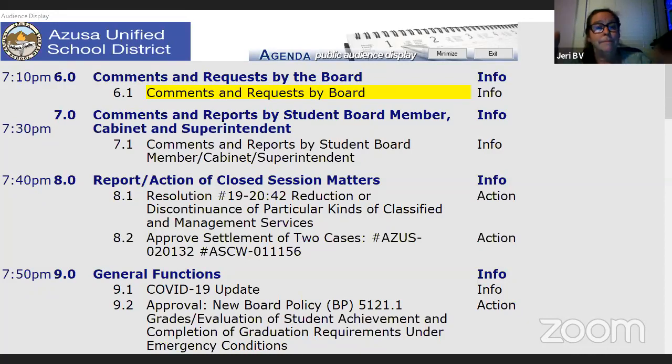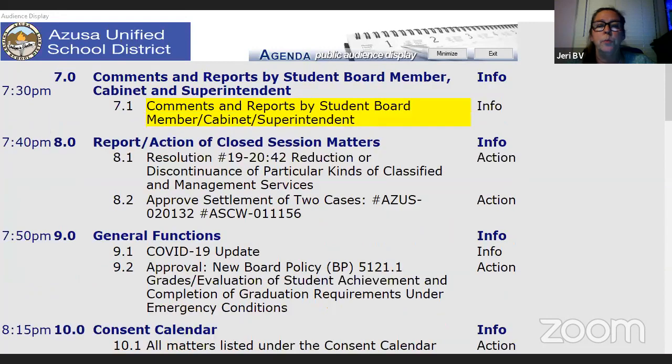And yeah, we'll move on. Now, comments and reports by student board members, cabinet, and superintendent.